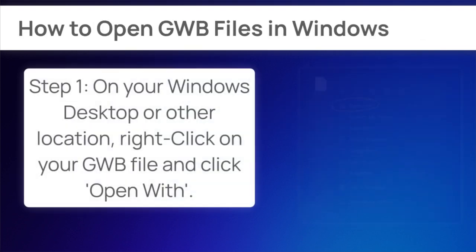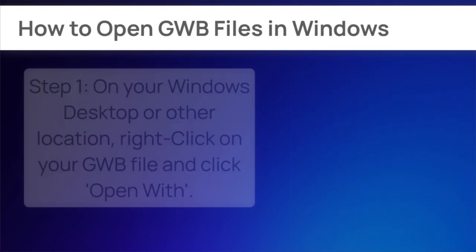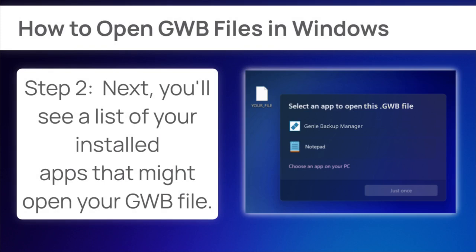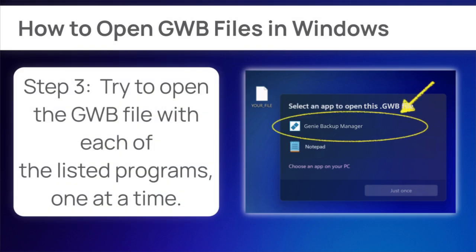The quickest way to solve this is testing. Right-click your GWB file, then choose Open With. You should start with Genie Backup Manager if it's installed. If not, try another option, as some programs are better suited than others.